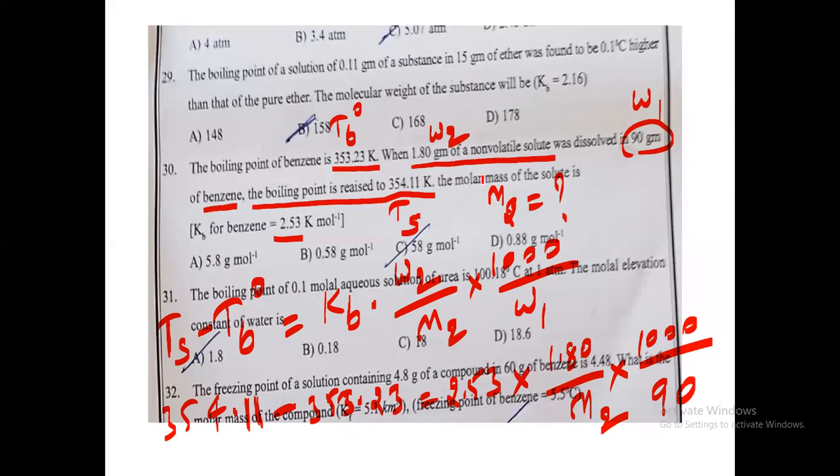Now what is asked? The gram molecular mass of the solute is asked. That is 58 grams. That means M2 will be 58 grams per mole. Take the screenshot.